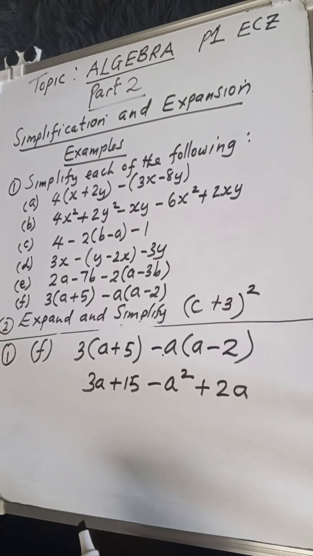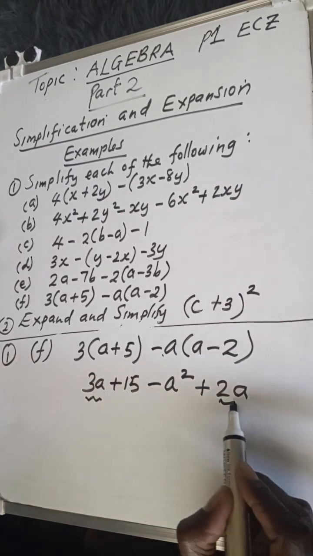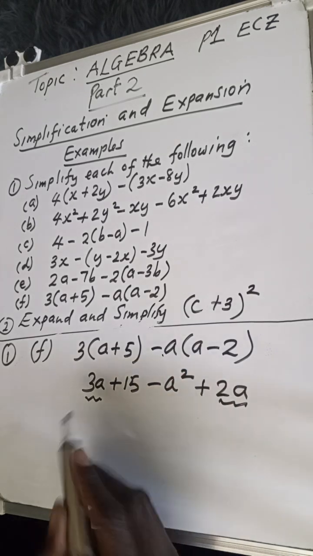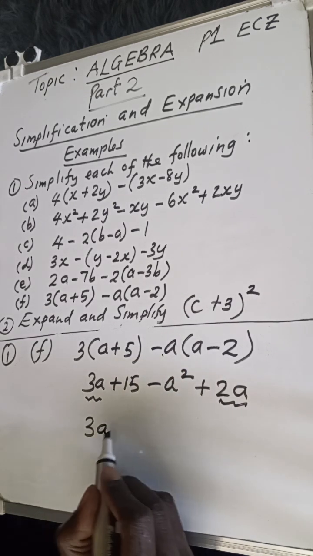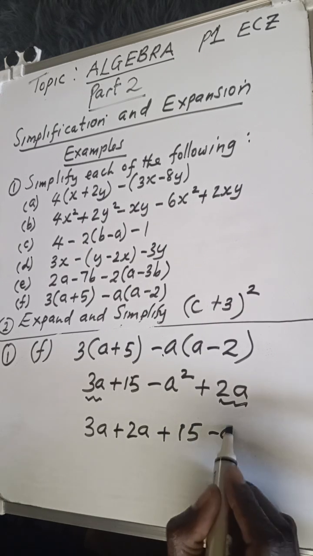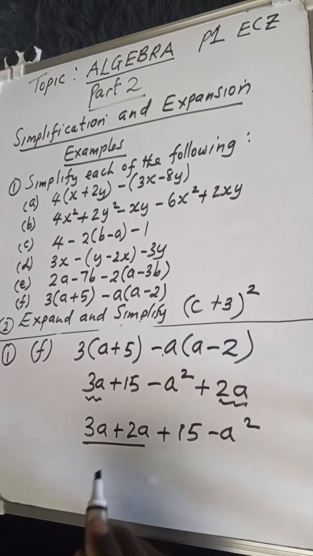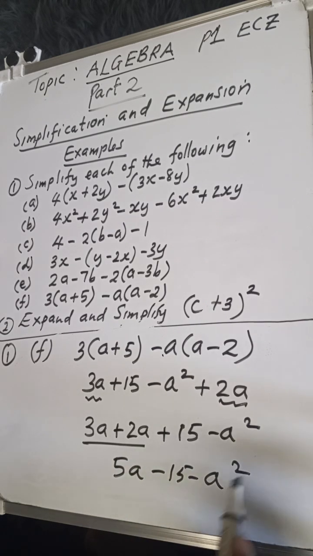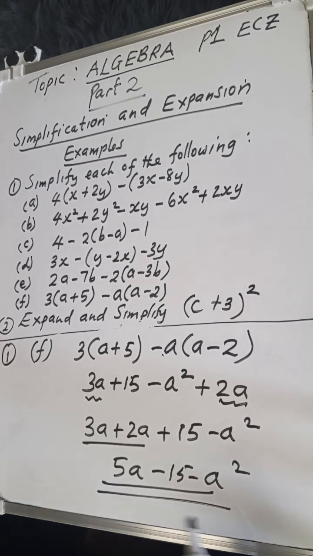From there, we can collect the like terms. This one and that one are like terms. Don't say this one is a square, so they are not like terms. So it will be 3a plus 2a plus 15 minus a squared. So that will give us 5a plus 15 minus a squared. So basically, this is what we mean. We have actually simplified that.